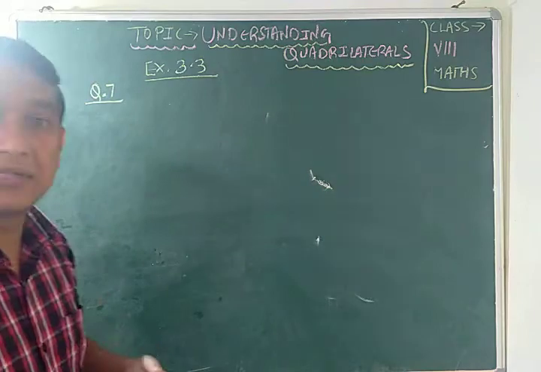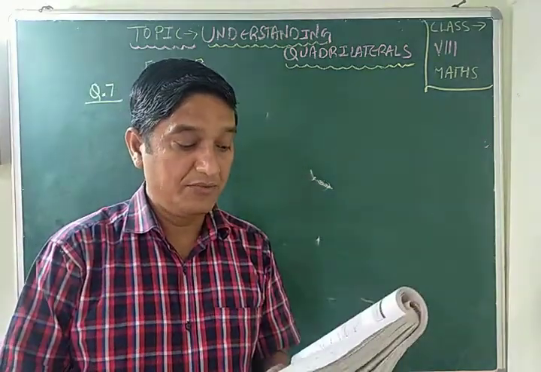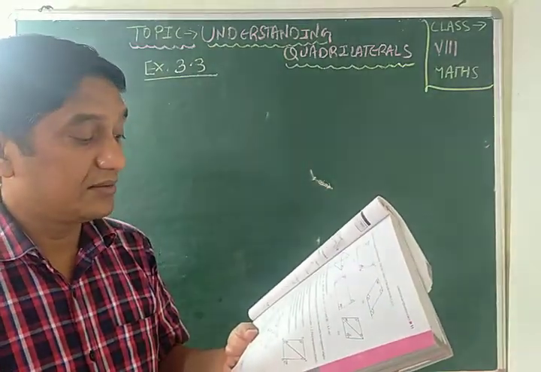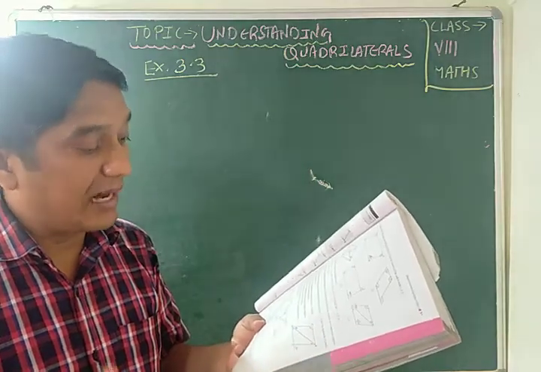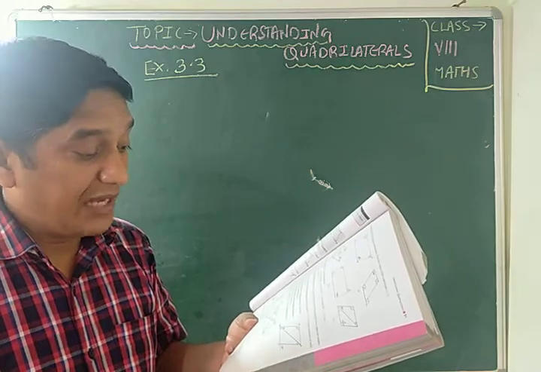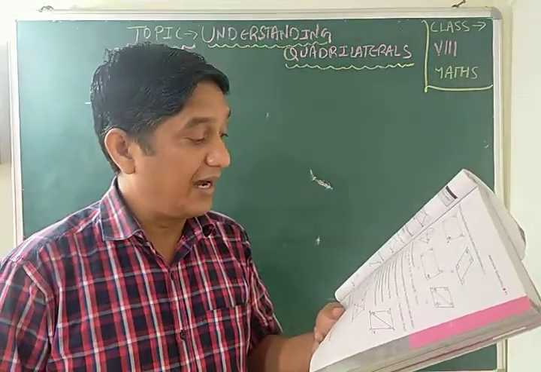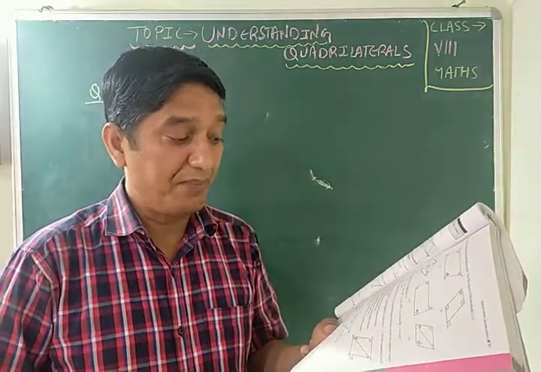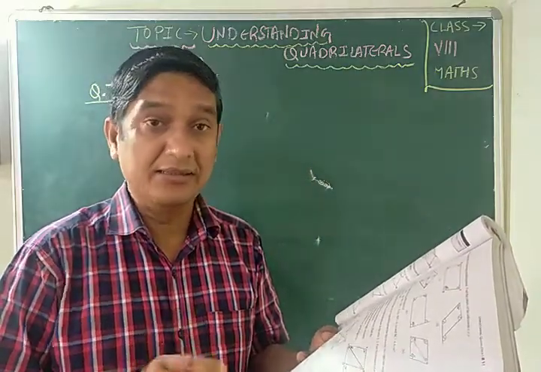Now question number 7. Now children listen. In question number 7 what we have? We have a figure that is HOPE, and that figure is a parallelogram. And now in this figure we have to find the angle measures of x, y and z, and you have to also state the properties that you used while finding these angles.